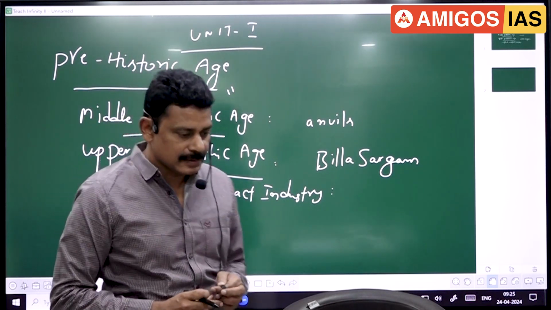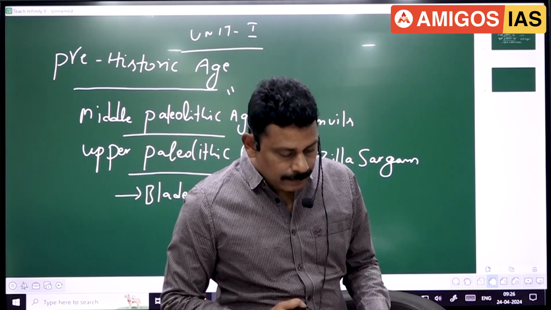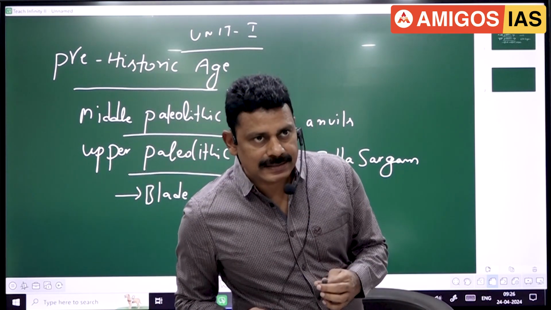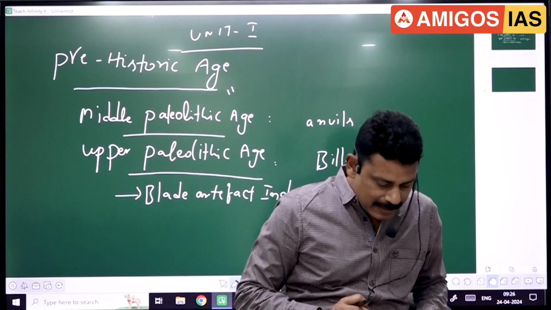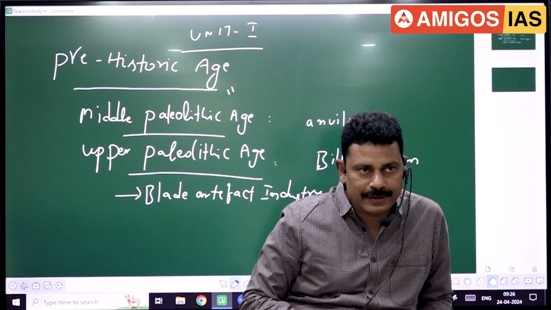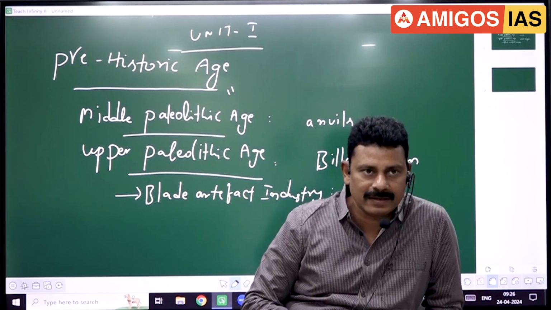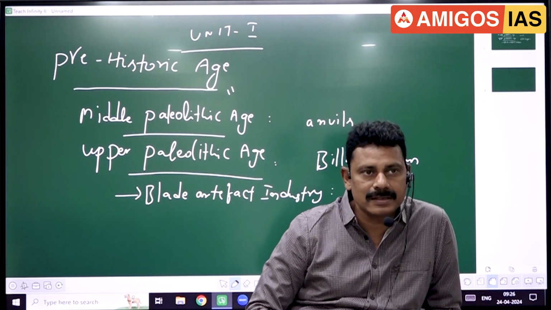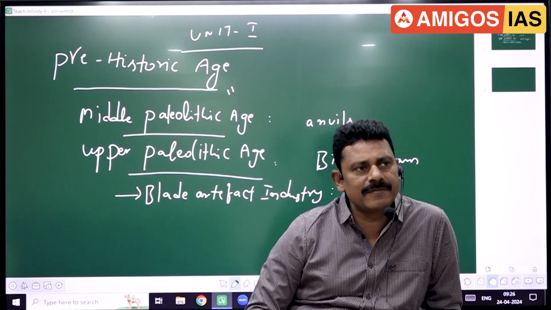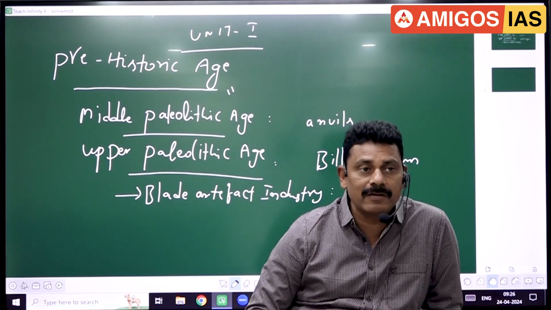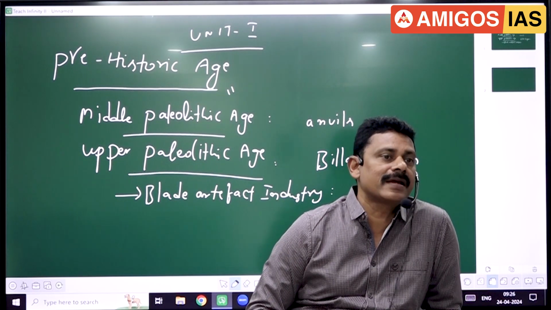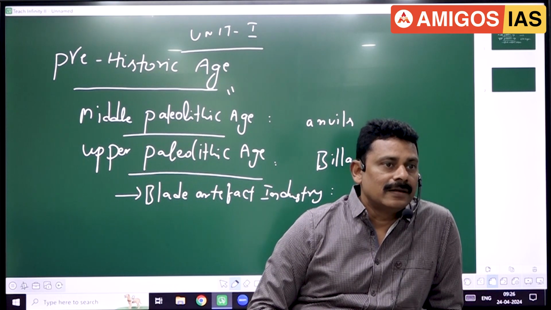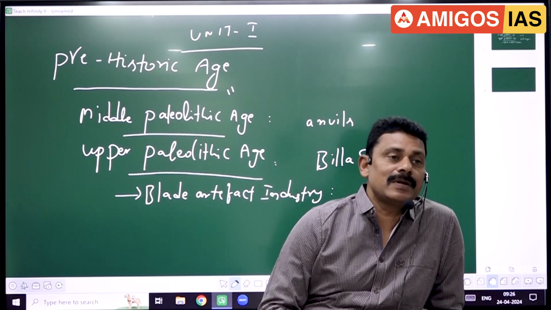Blade artifact industry. So these are the specialized implements which have been produced by the humans in this period, the blade artifact industry. Various types of implements have been produced by them. They have achieved further advancement in making the implements here, and they started polishing the implements.